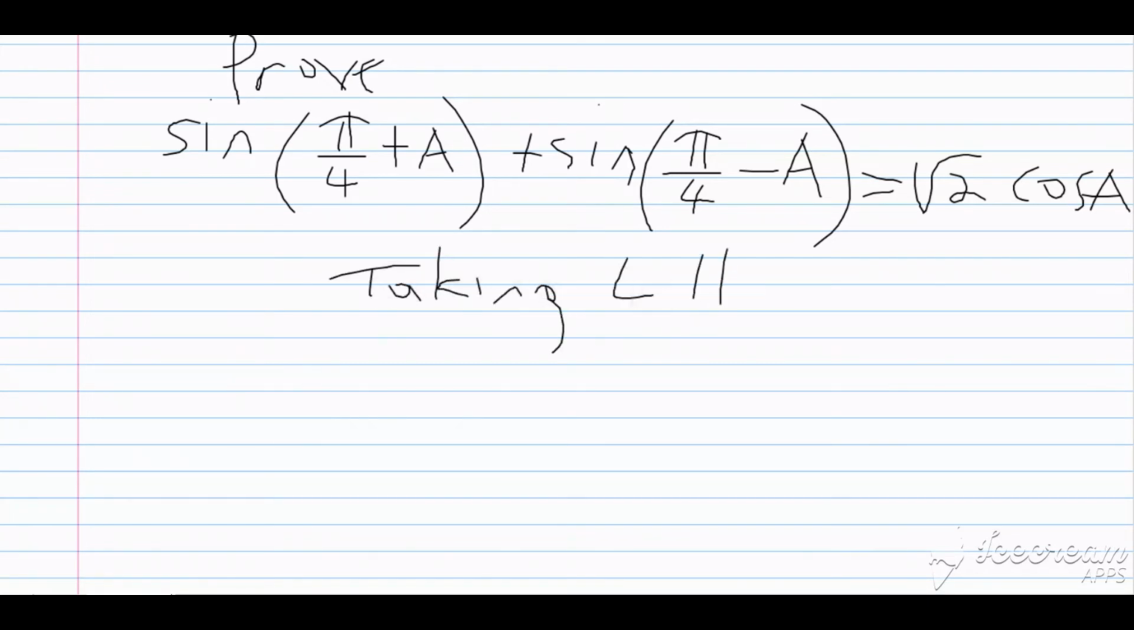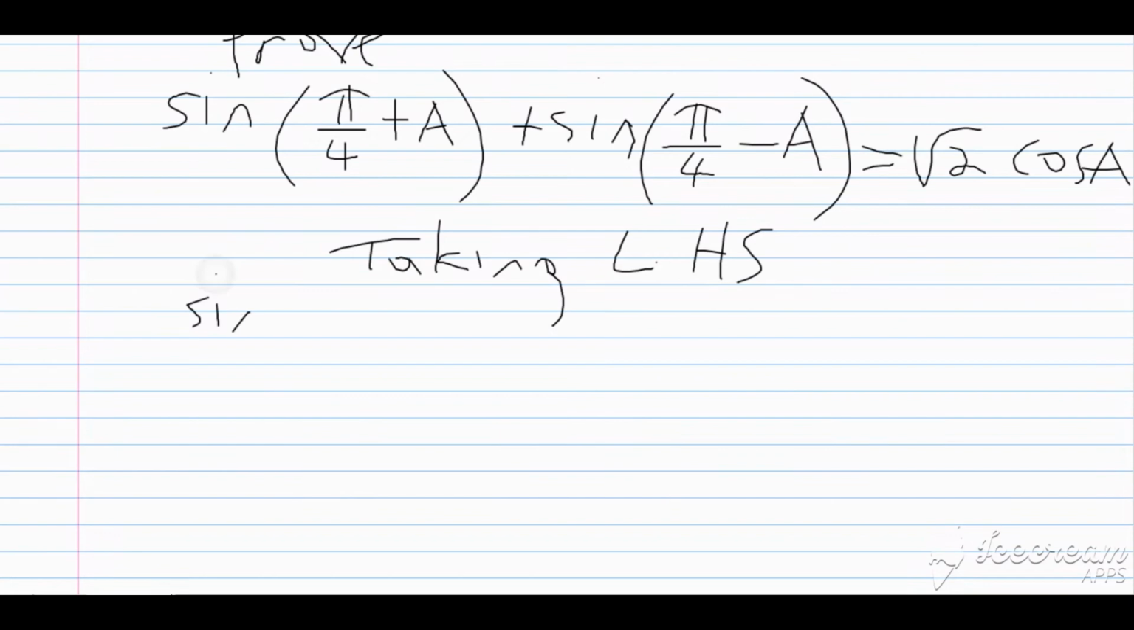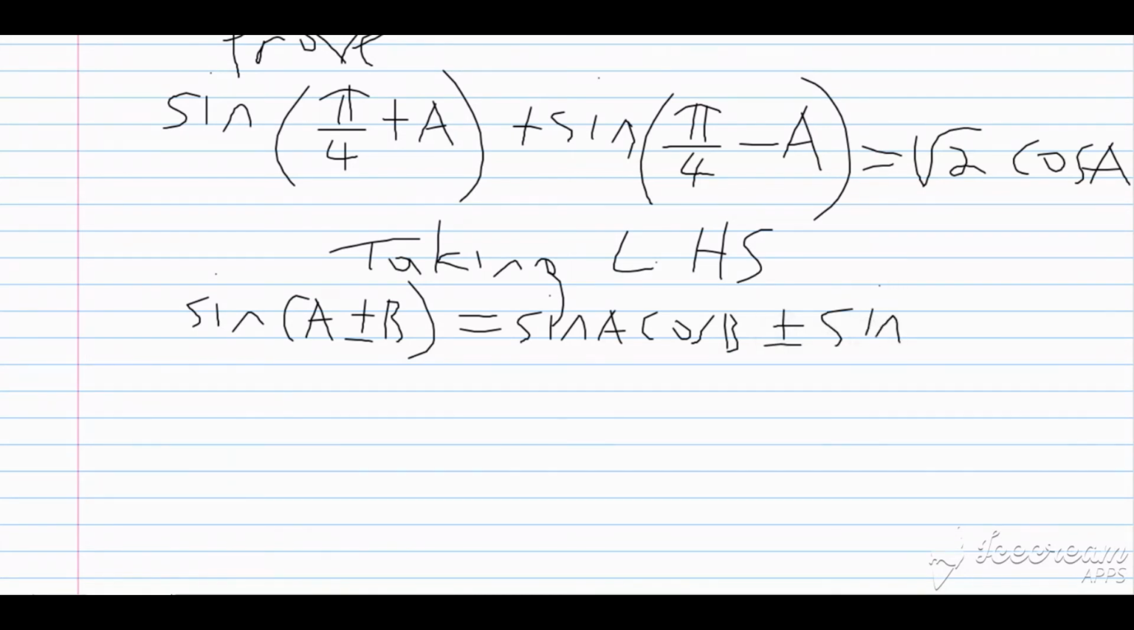the left-hand side. And probably you'd want to recall that sine of a plus b is equal to sine a cos b plus or minus sine b cos a. So if it is plus in the brackets, it's going to be plus between the terms. If I look at these two brackets, my pi over 4 will be my a, and my a will be my b. In other words, wherever I see a, I'm going to put pi over 4, and where I see b, I'm going to put a.